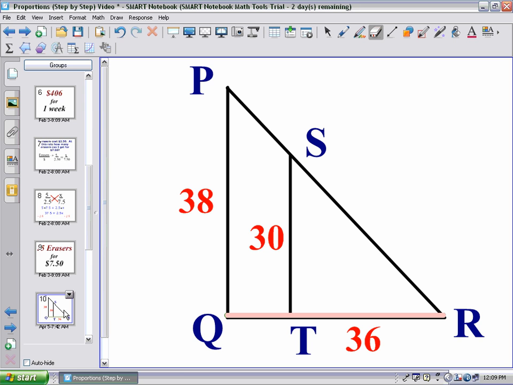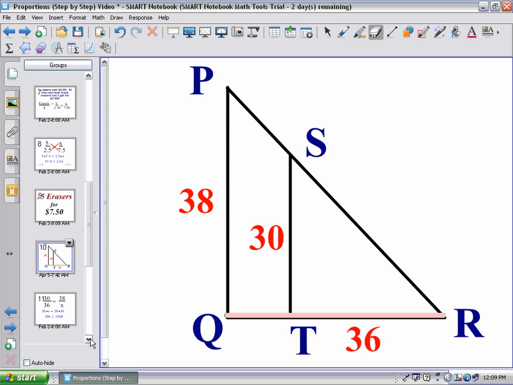So what I'm going to do when I solve this math problem is the following. I am going to take what I know. I know the height of the smaller triangle is 30. I know the base of the smaller triangle is 36. And that is going to be my first fraction: the height of the smaller triangle, 30, over the base of the smaller triangle, which is 36. Now that needs to be equal to the height of the bigger triangle over the base of the bigger triangle. The bigger triangle has a height of 38, but the base from Q to R, I do not know what that is, so that's going to be x.